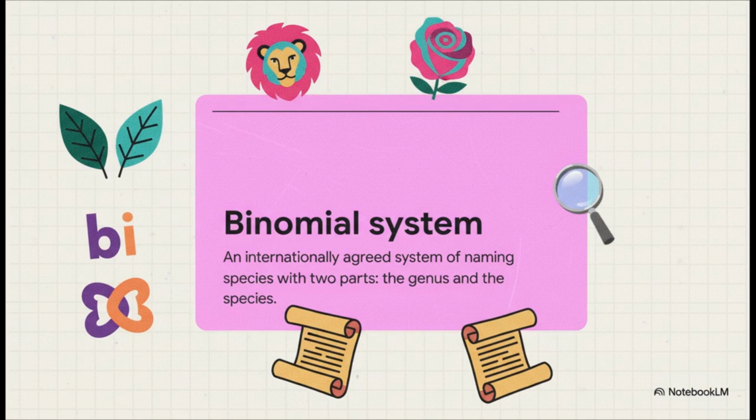And here it is, the official definition you'll want to memorize for the exam. They call it the binomial system. Just remember, bi means 2, and nomial means name. 2 names. It's that simple. The key parts are that it's internationally agreed and has 2 parts.